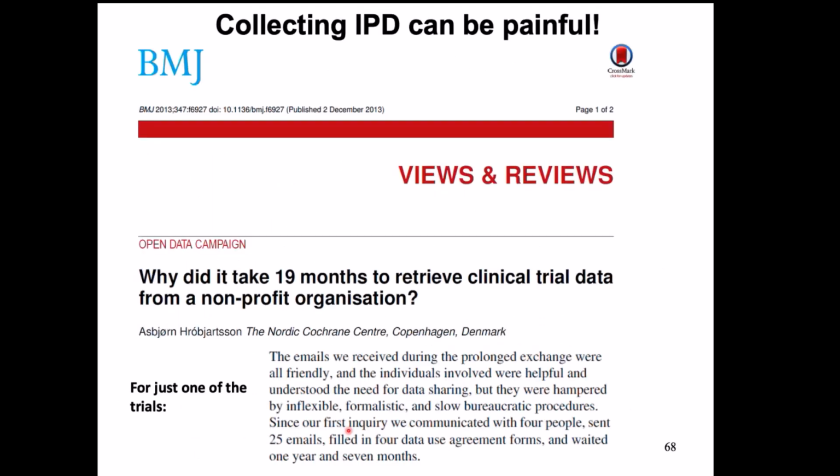I'll leave you with this quote, which is quite dramatic. This is a letter to the BMJ. It says, why did it take 19 months to retrieve IPD from a non-profit organisation? The emails we received during the prolonged exchange were all friendly. Individuals involved were helpful, understood the need for data sharing, but they were hampered by inflexible, formalistic and slow bureaucratic procedures. Since our first inquiry, we communicated with 4 people, sent 25 emails, filled in 4 data use agreement forms and waited 1 year, 7 months. And that's just for one trial.